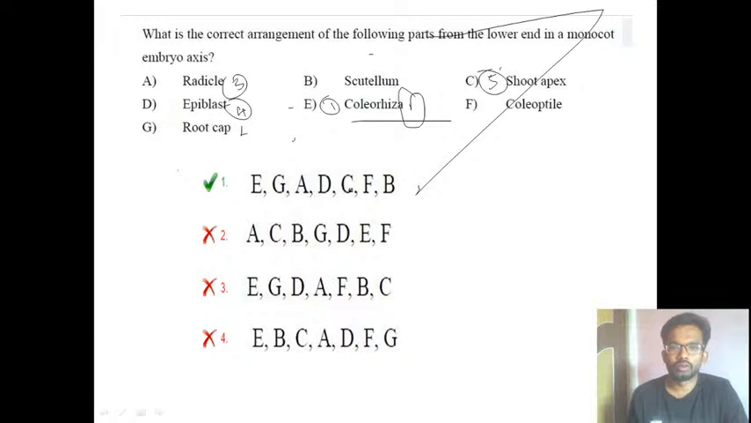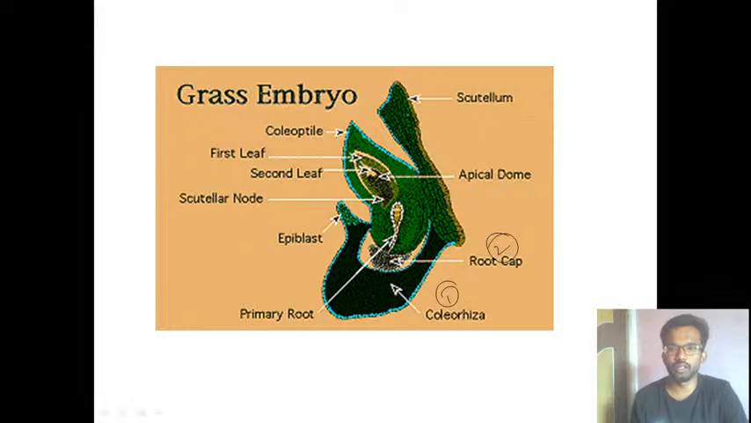Seventh one, we have F, that is coleoptile. Sixth one is coleoptile. Eighth one F. And last one is scutellum. Seventh one is scutellum. Okay, so this is the order. Scutellum is the last one. You can see the scutellum is the last one, seventh option.